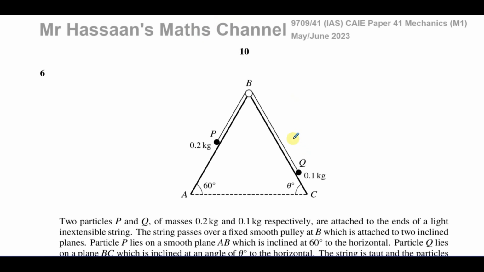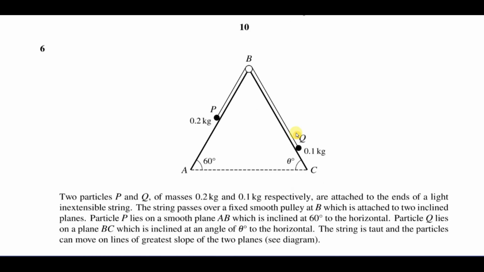I'm now going to answer question number 6 from the May-June 2023 International A-Level Cambridge Paper 4 Variant 1 from the 9709 syllabus. This question is about two particles P and Q, which have masses of 0.2 kilograms and 0.1 kilogram respectively. They are attached to the ends of a light inextensible string.